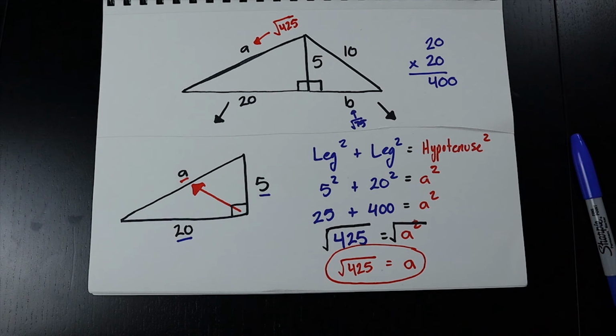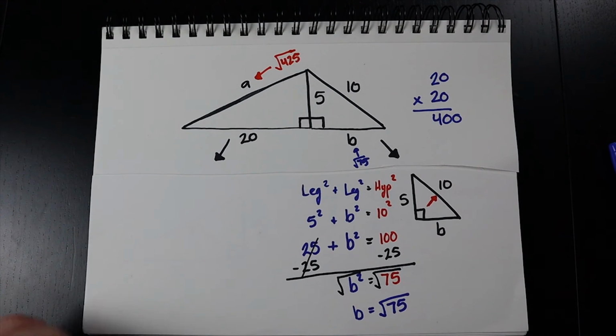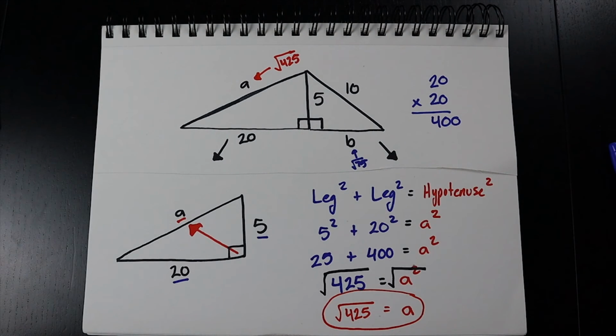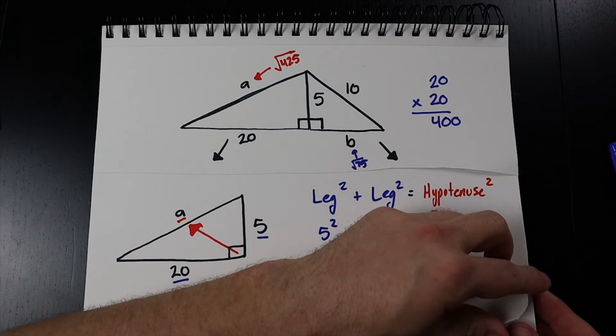Looking back at it now, this problem may have looked complicated, but it was two problems that were kind of smushed together. One problem was a missing leg, and one problem was a missing hypotenuse.